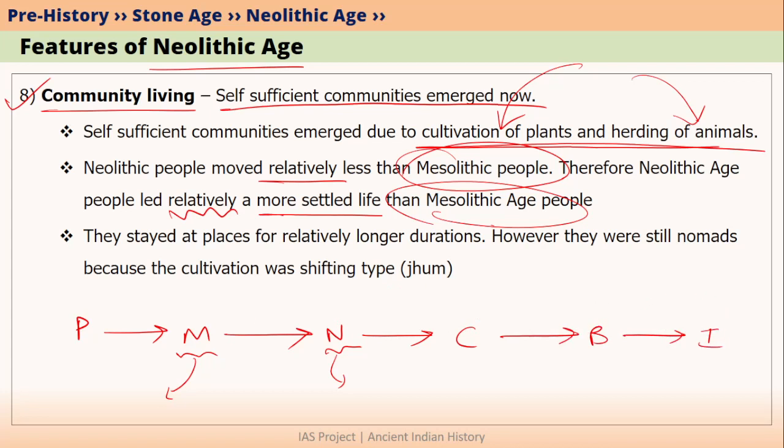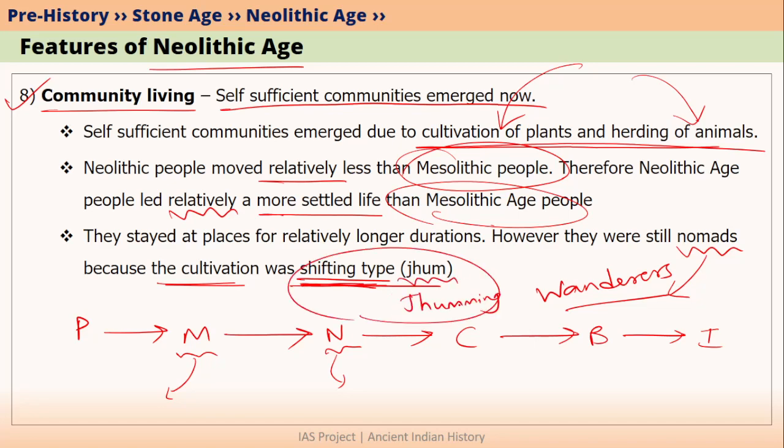However, there is a difference between the agriculture that is being done today and the agriculture that was being done in Neolithic age. Because Neolithic people did a kind of shifting cultivation. They did not practice a settled cultivation. Because of the shifting type of cultivation, once the soil lost its fertility, they moved into a different area. That is why they were still considered as nomads. Nomad means simply wanderers. So even after performing cultivation, they were nomads. And their cultivation was mainly shifting type of cultivation, which is also called jhum or jhumming. I hope this is clear.